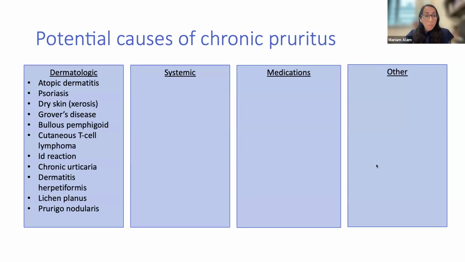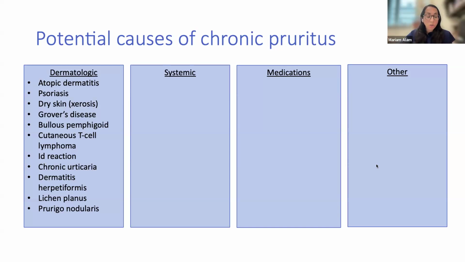Probably what we see most commonly is that people have low-level eczema or atopic dermatitis that is causing their chronic itch. Psoriasis is another big reason for chronic itch, as well as xerosis, which is just dry skin. And then some of these rarer things I mentioned because I think they're good to think about in someone who's coming in with chronic itch.